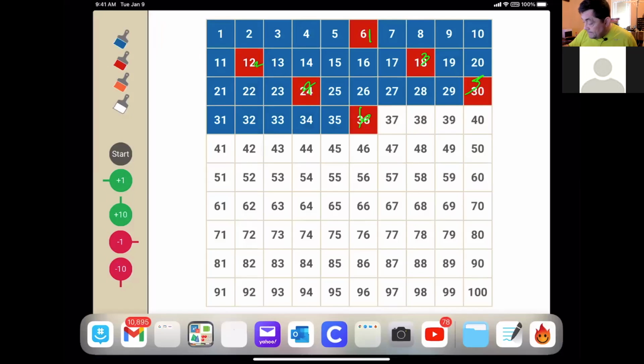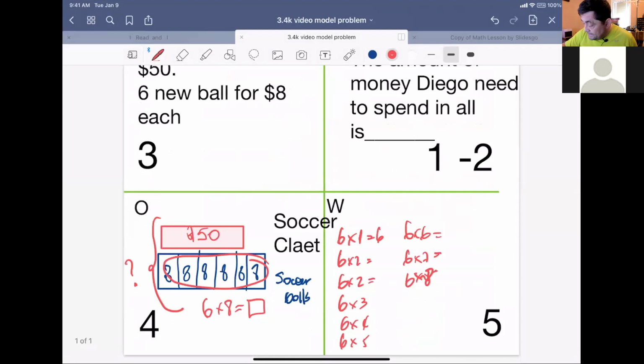So we can go now and replace these values. 6 times 1 is 6. 6 times 2 is 12. 6 times 3 is 18. Oh, I did it twice, so we need to eliminate this. 6 times 3 is equal to 18. 6 times 4 is 24. 6 times 5 is 30. 6 times 6 is 36. And that's what we need to do. 6 times 7 is 42 and 6 times 8 is 48. 48 is our answer.